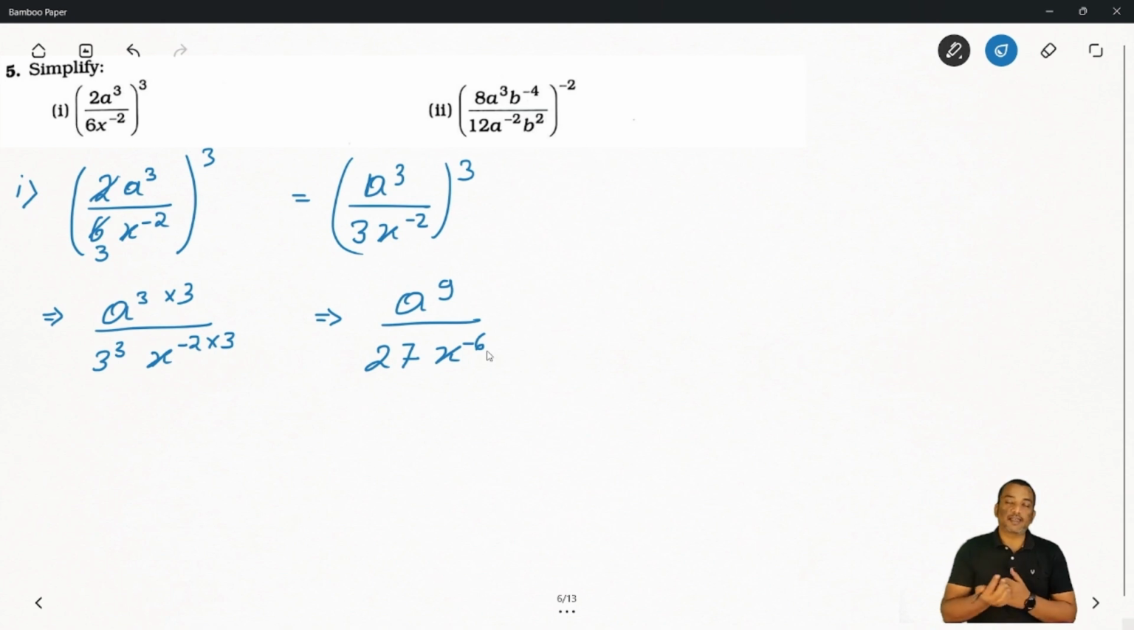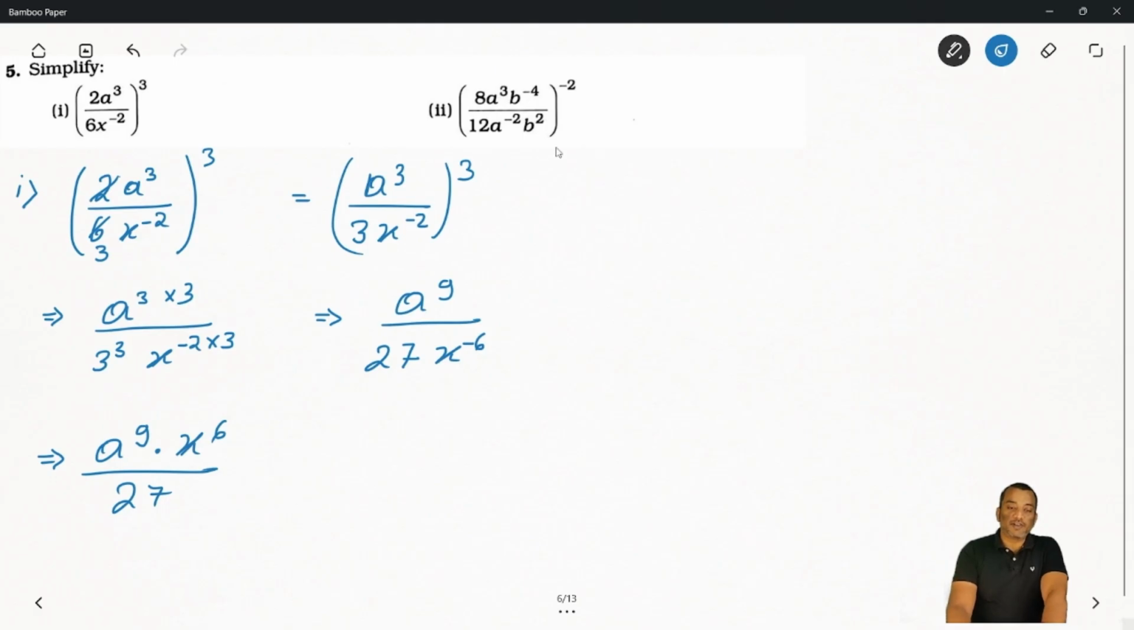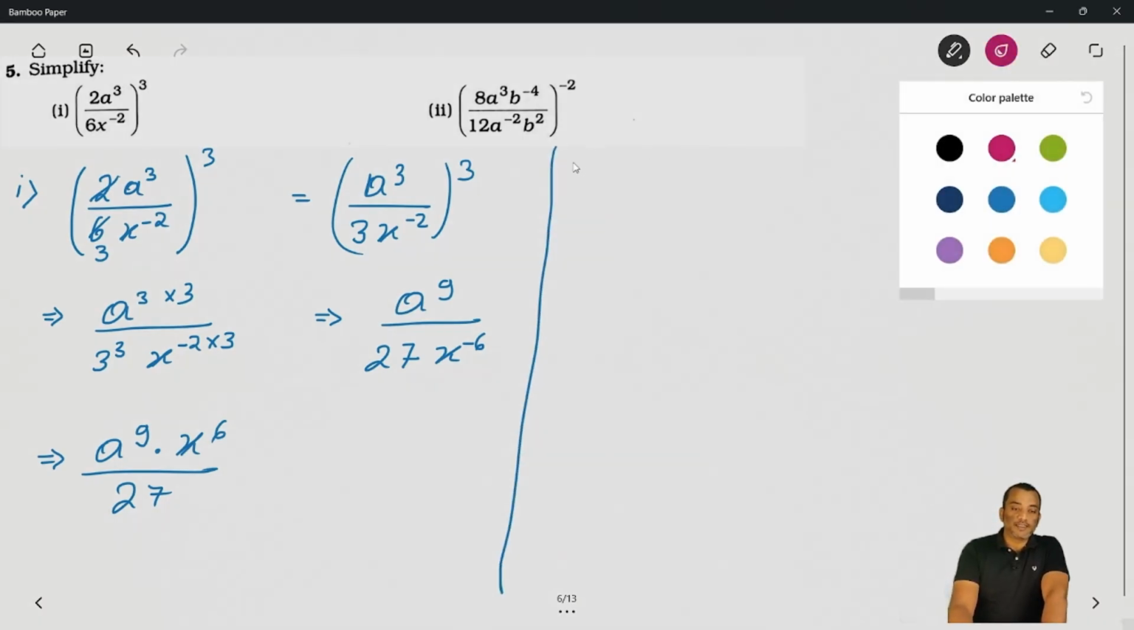So x's power is what? Negative. x to the power minus 6 is in the denominator, so its reciprocal goes in the numerator. So we can say a to the power 9 times x to the power 6 by 27. Hope it's clear. Now in the same way we can solve the second bit. The second bit is also easy. So it is saying second bit.